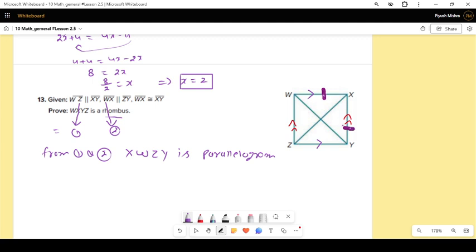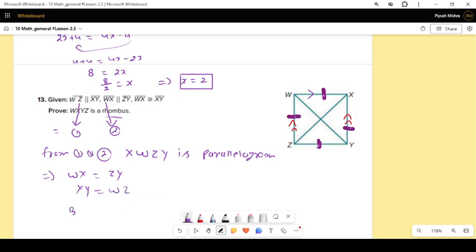Now I know the property of a parallelogram, that opposite sides are equal. So if this side and this side are part of the parallelogram, they should be equal. So this side and this side will be equal. In the same way, the upper side will be equal to the lower side. So I can see all the sides are equal. Because all the sides are equal, it will be a rhombus. So this implies that WX will be equal to ZY, and XY is equal to WZ.